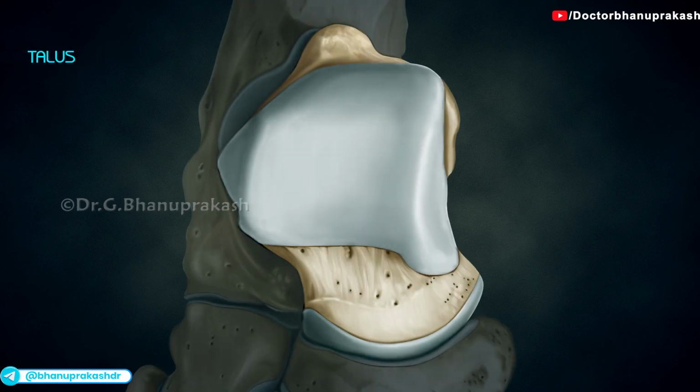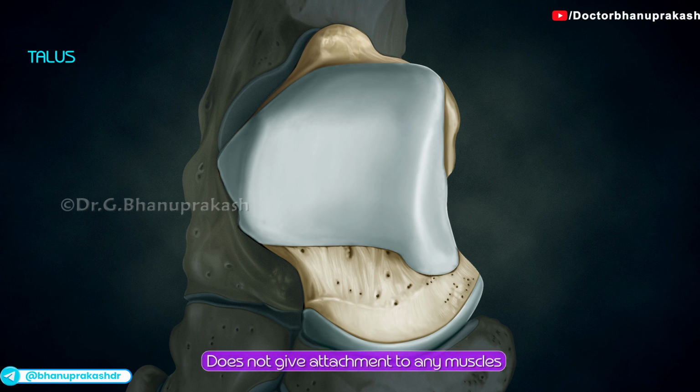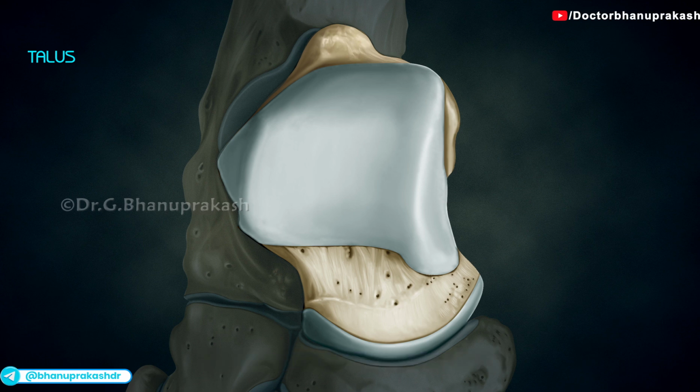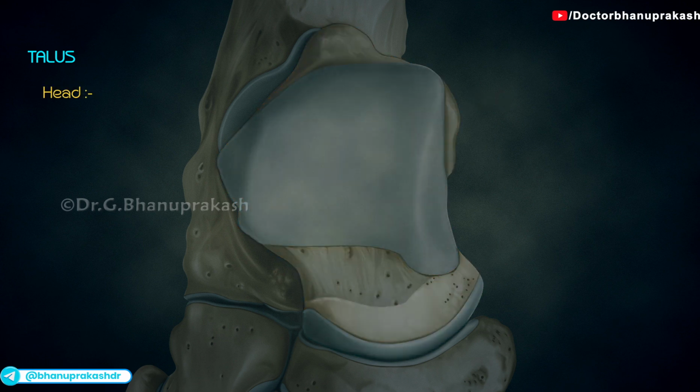Talus. It is the second largest bone of the foot and transmits the body weight from the leg to the foot. It is a short bone. It does not give attachment to any muscles. It consists of a head, neck, and body. Head. The head lies distally and is covered by articular cartilage.